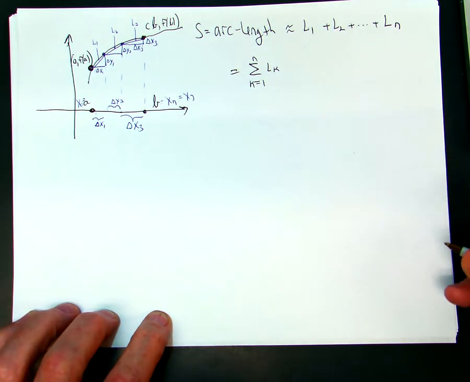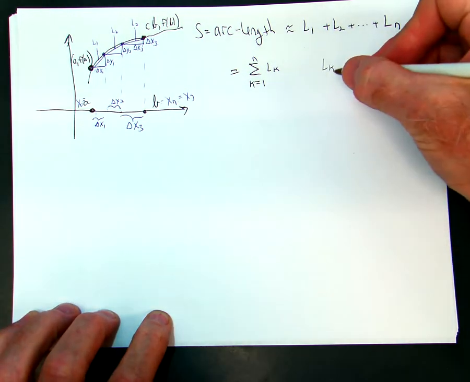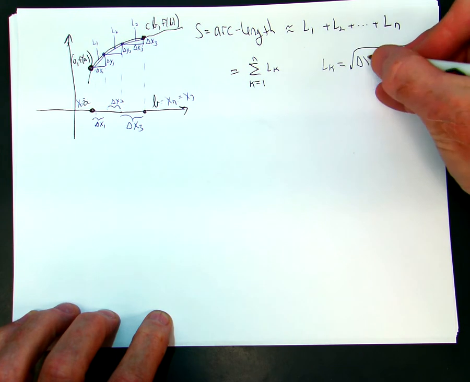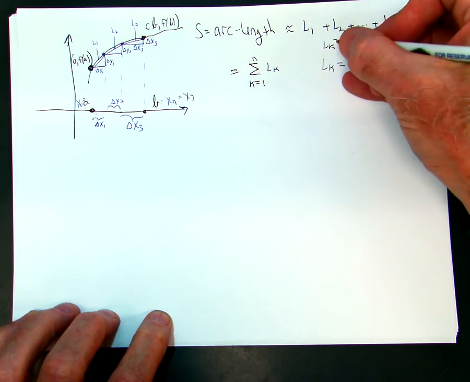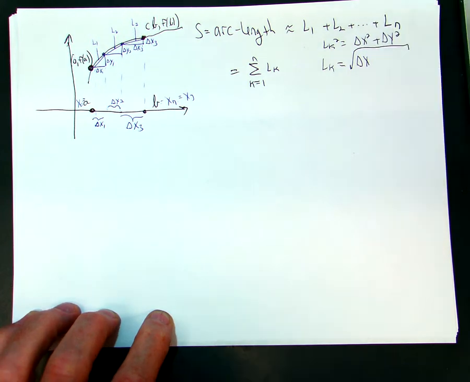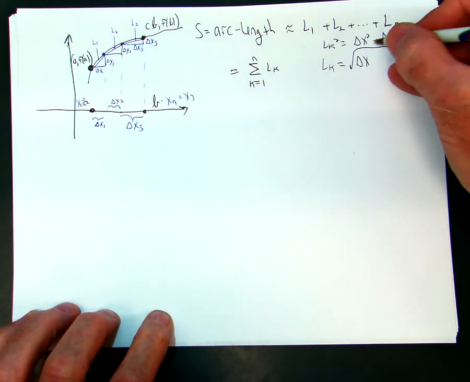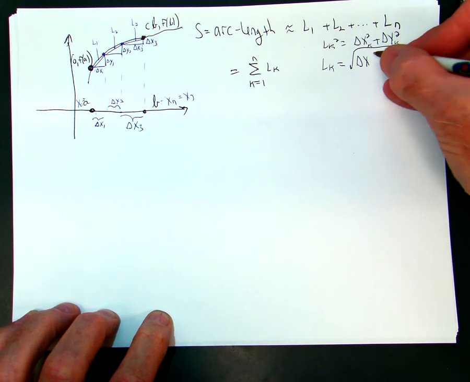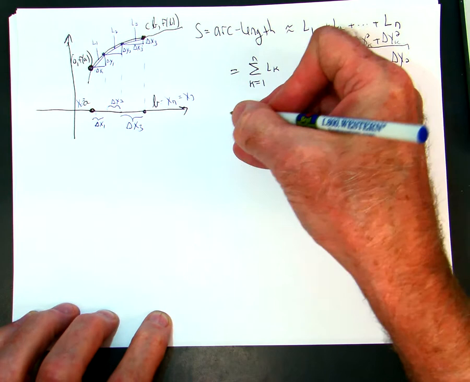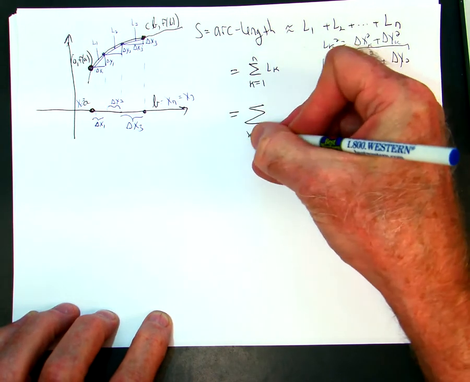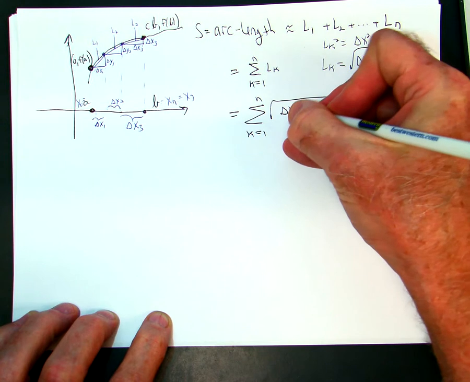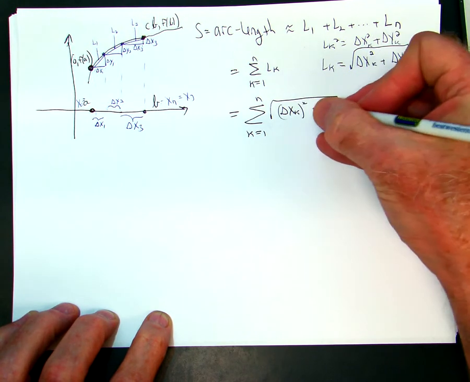Okay. Now I look at Lk, and, sorry, I should have probably said it this way. Lk squared is equal to delta x squared plus delta y squared. So if I want to solve for Lk, I need to take a square root. And that's how I get this. Okay, so now I can substitute that in for here.